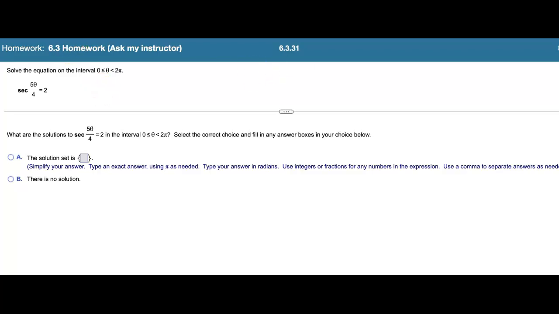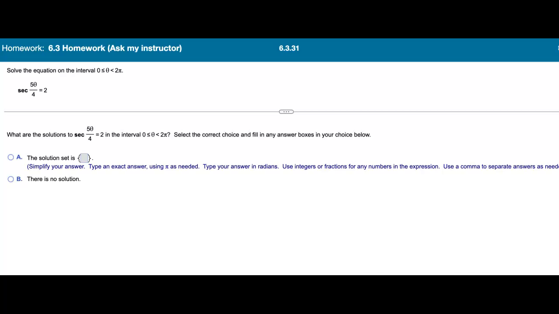Okay, for this problem, let's see if I can get the pen going. Okay. We've got the secant of 5 theta divided by 4 equals 2, and we're asked to solve that on this interval of 0 to 2 pi.